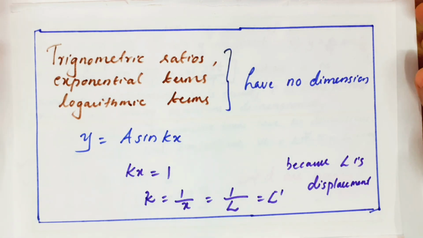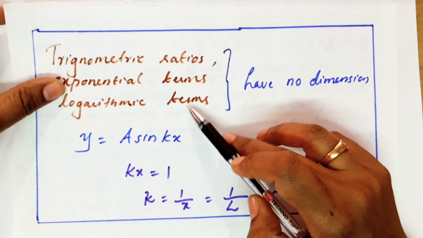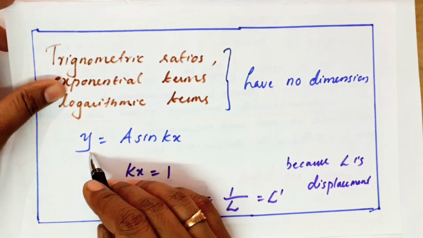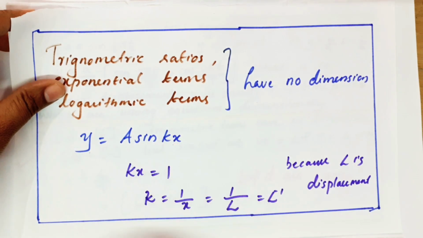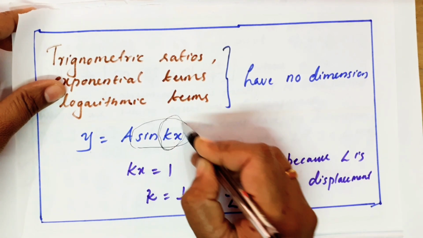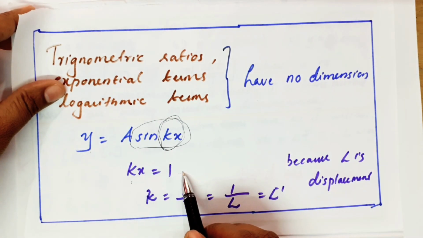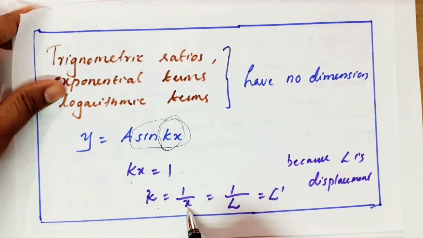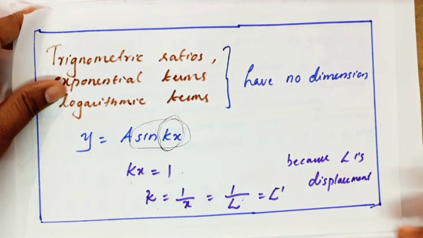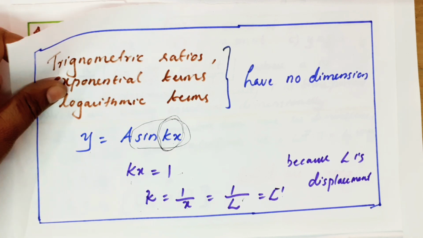Next, in dimension, another main thing you should remember is trigonometric ratios, exponential terms and logarithmic terms have no dimension. For example, they are given an equation y equals a sine kx. This term you see, the term kx is inside the trigonometric function. According to me, it has no dimension. So kx should be equal to 1. So what should be the dimension of k? 1 by x, 1 by L. That is L power minus 1, where L is the displacement. In this way, we can find the dimension of trigonometric ratios.